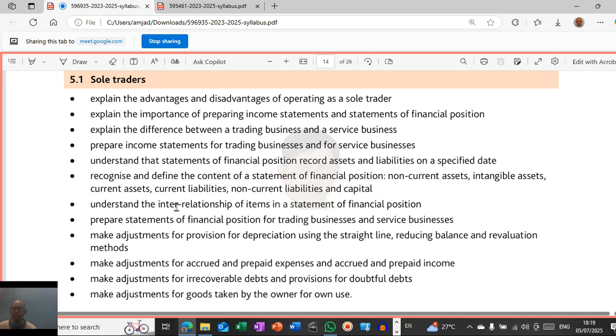Understand the interrelationship of items in a statement of financial position. Prepare statements of financial position for trading businesses and service businesses. Make adjustments for provision for depreciation using the straight line, reducing balance and revaluation methods. Make adjustments for accrued and prepaid expenses and accrued and prepaid incomes. Make adjustments for irrecoverable debts and provision for doubtful debts. Make adjustments for goods taken by the owner for own use. So this is another thing you will be learning.